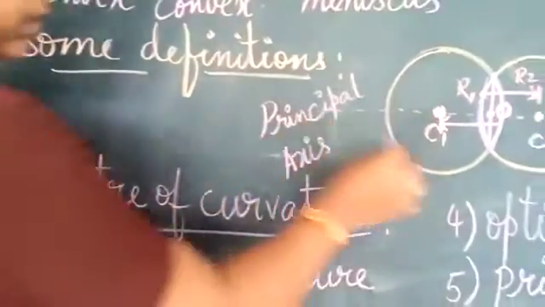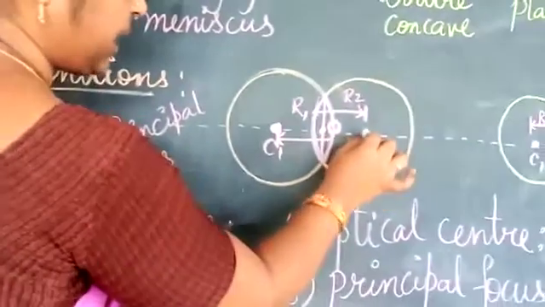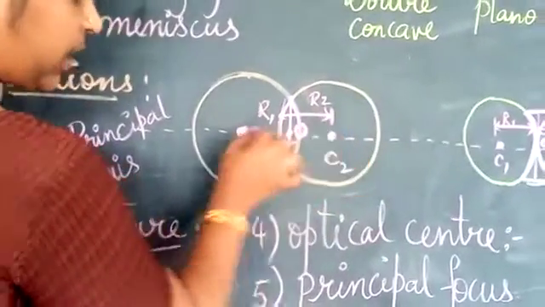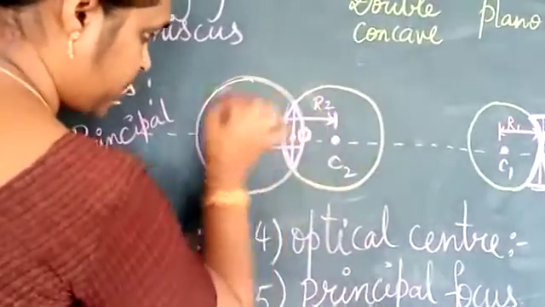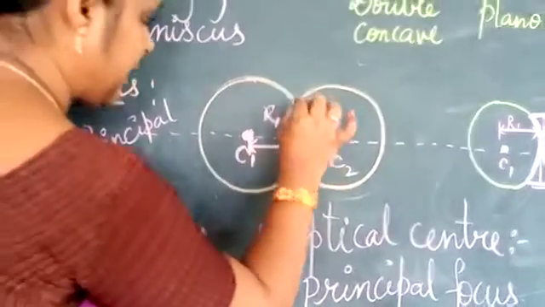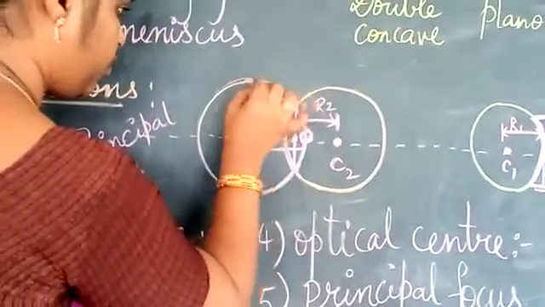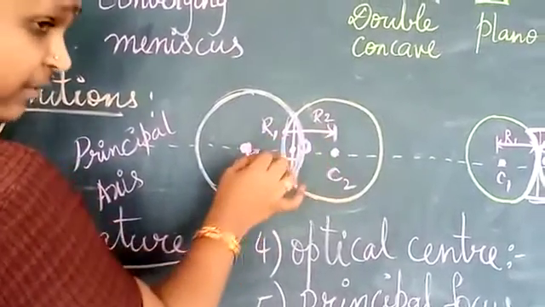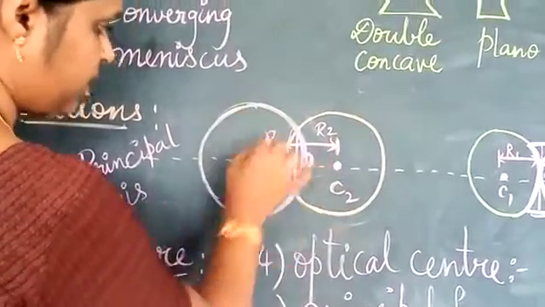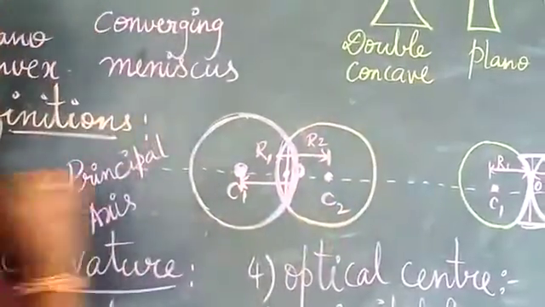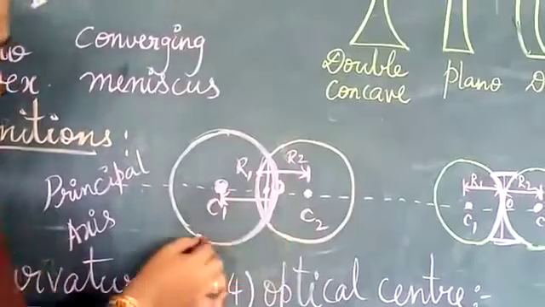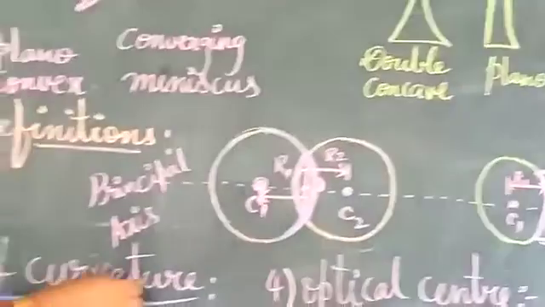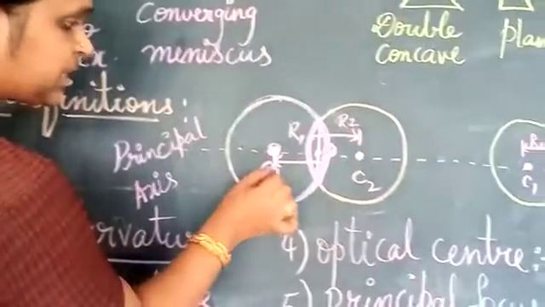Now, what is center of curvature? Center of curvature is the center of the sphere. Once again, center of curvature is the center of the sphere of which the lens is a part. If you take only this sphere, the lens will be a part of this. If you take this sphere, this side will be the lens. If you take this sphere, this side will be the lens. So that is called the center of curvature, which is indicated by C1 and C2.